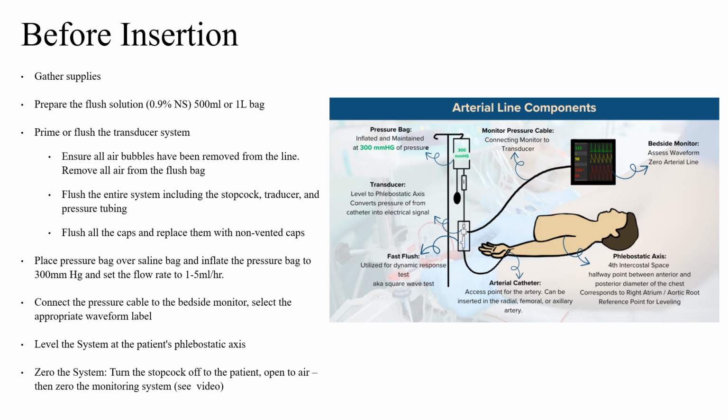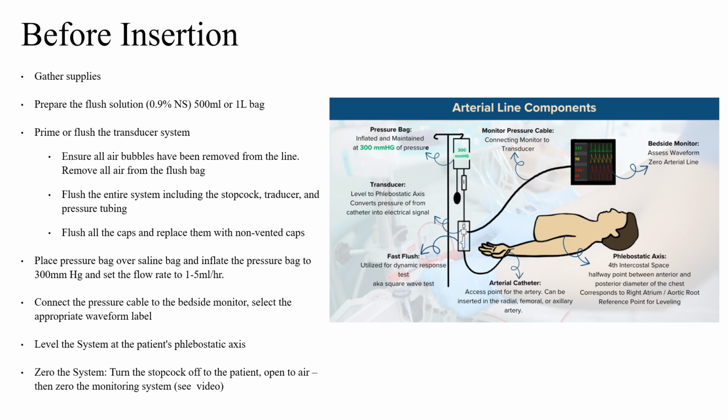First, you want to level the system, as she talked about in the video. You want to make sure that the transducer is at the level of the patient's phlebostatic axis, which is the fourth intercostal space, mid-axillary line. You want to make sure that it's leveled. Any sort of fluctuation with the transducer, if it's up too high or down too low, it will affect your blood pressure readings.